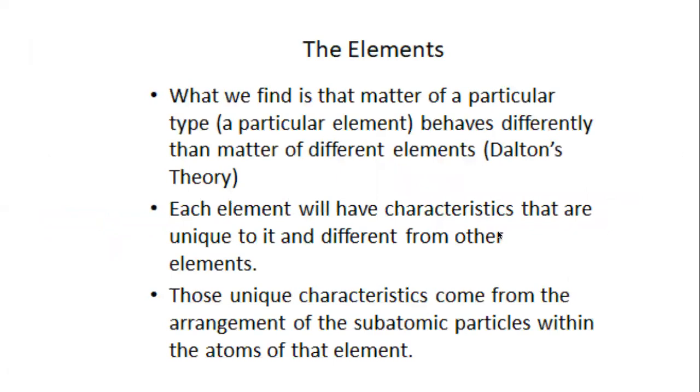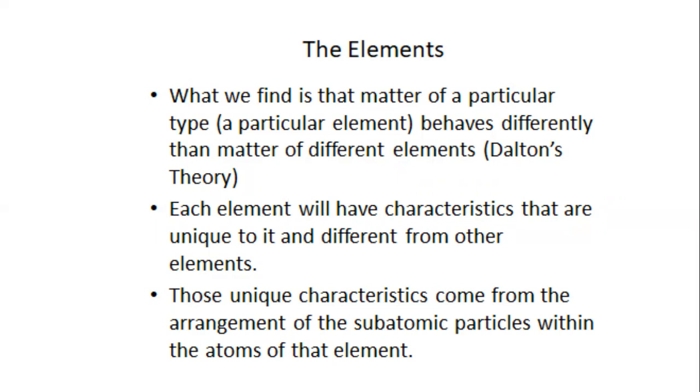So let's talk about the elements, what we saw on the periodic table. What we find is that matter of a particular type or a particular element behaves differently than matter of different elements. So oxygen will behave differently than hydrogen. Each element will have characteristics that are unique to it and different from other elements, and those unique characteristics come from the arrangement of the subatomic particles within the atoms of that element.